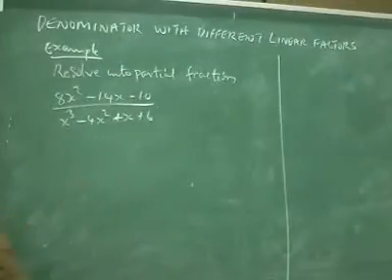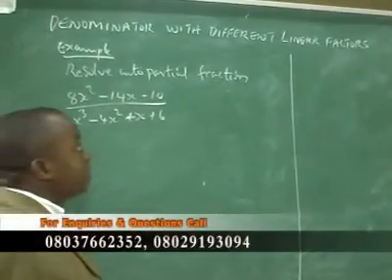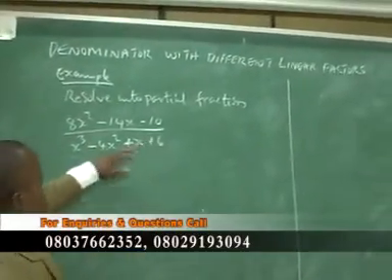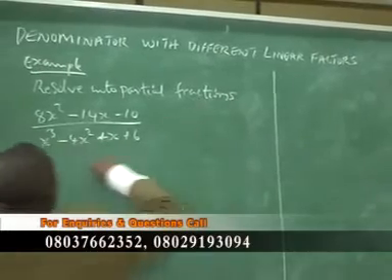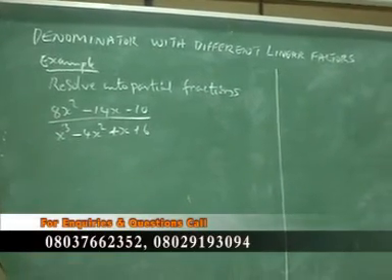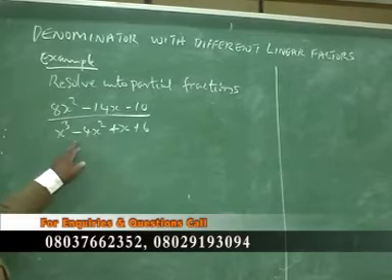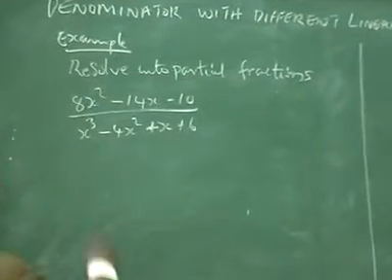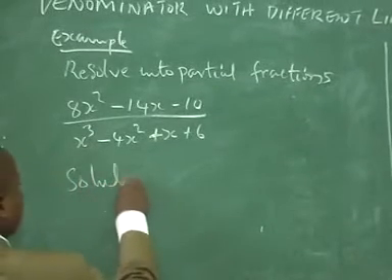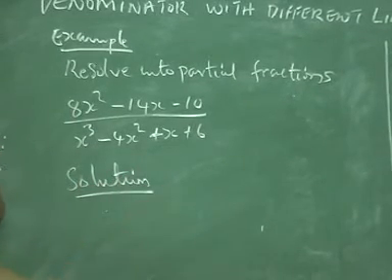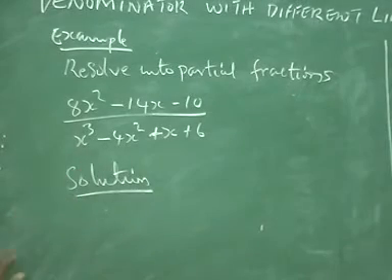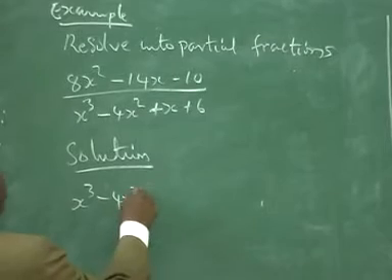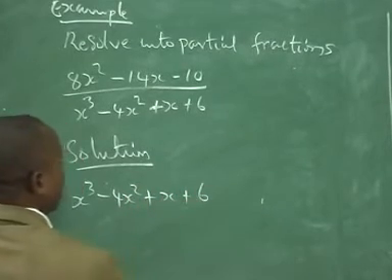We are going to look at denominators with different linear factors. Example, resolve into partial fractions 8x squared minus 14x minus 10 all over x cubed minus 4x squared plus x plus 6. Now let's take the solution. The denominator is x cubed minus 4x squared plus x plus 6.